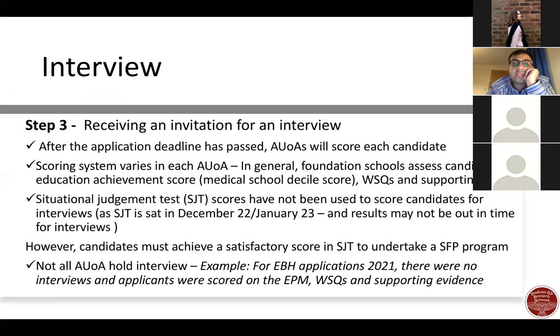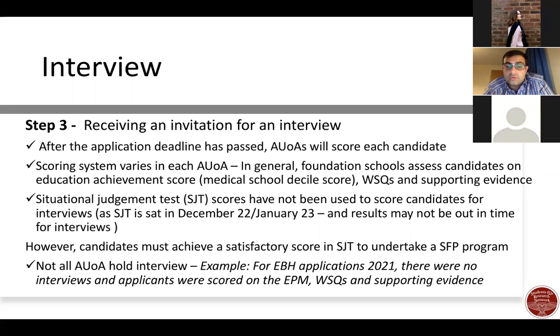Okay, interview. When you receive an invitation for an interview, you need to be prepared to talk about your white space question answers. So if you have talked about a particular society you're a part of, you need to be able to talk about that in the interview as well. And depending on the type of program you're applying to, they may ask for some further evidence, or they may ask different questions in different styles during the interview. And not all academic units of application hold an interview. That's important to remember. Some academic units just rank you based on your white space questions, your EPM and medical school, and your supporting evidence, and that's all they use.